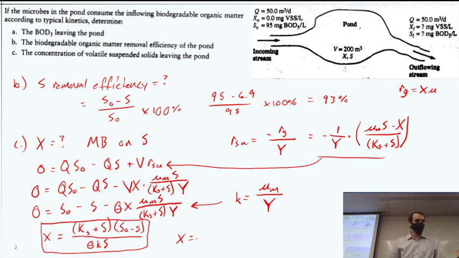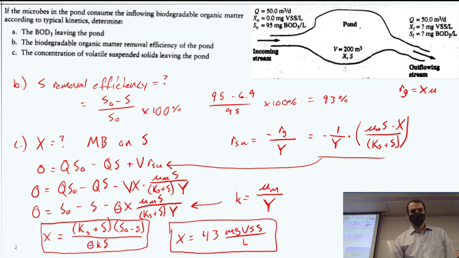Okay, so then once you put in these numbers, given the values, again, we're using the default values from the book, and here our x is going to be equal to 43 milligrams of ESS per liter. That's the amount in the pond, which means that's the amount leaving the pond, because we're assuming it's perfectly mixed. All right, any questions on this?